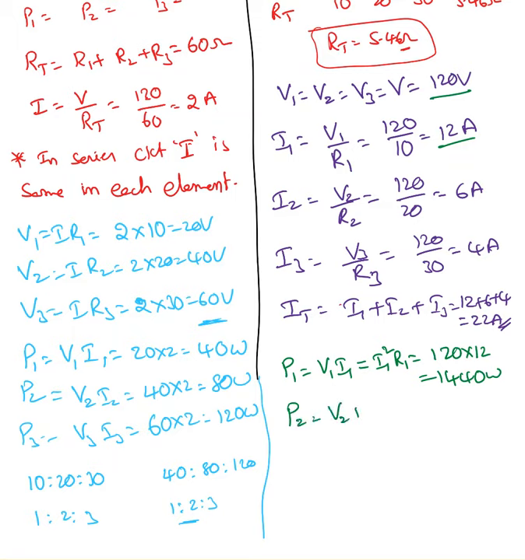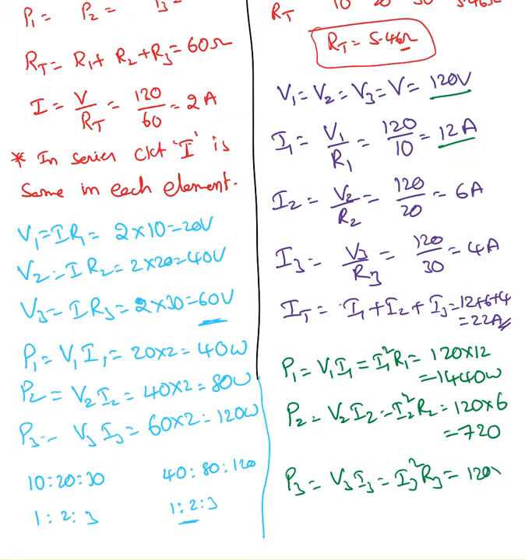P2 equal to V2 times I2, or I2 squared times R2. I'm going to use V2 times I2, 120 times 6. It's half of it, so it must be 720. And P3 equal to V3 times I3, or I3 squared times R3. I have V3 equal to 120 times 4, that is 480 watts. Okay, so look at the power consumed when we connect them in parallel. It's a huge amount of power.